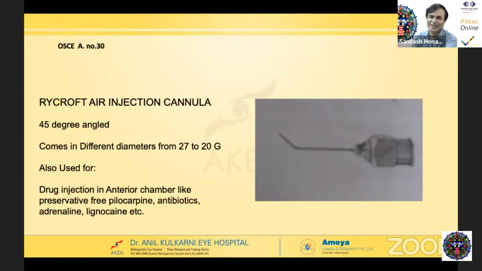I'd forgotten cataract instruments totally. No, that is how the great people are, sir. Your humility is something which has to be appreciated. Cataract toh karte nahi na sir, bhul gaya. That is true.